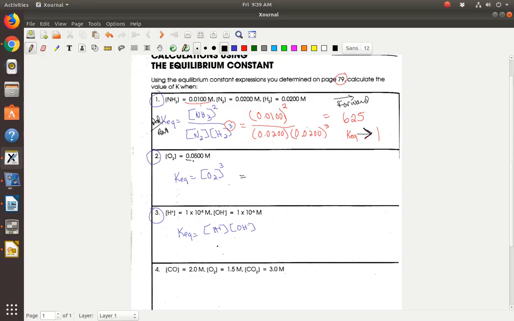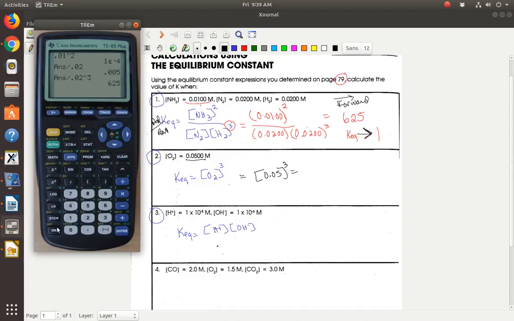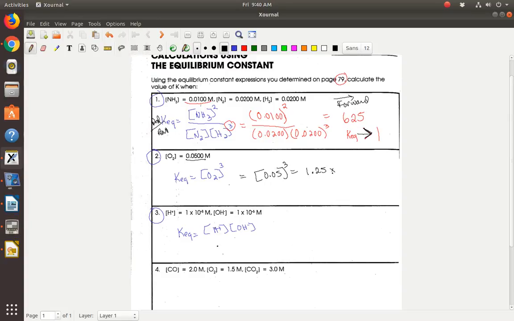We're going to just put in 0.05, and we've got to cube it. Pull up my calculator. 0.05 cubed is 1.25 times 10 to the minus 4. Now, this has only one significant figure because these are leading zeros and they don't count. I do have to have the decimal there to hold that 5 in the correct position. So this would also have one sig fig, so 1 times 10 to the minus 4.